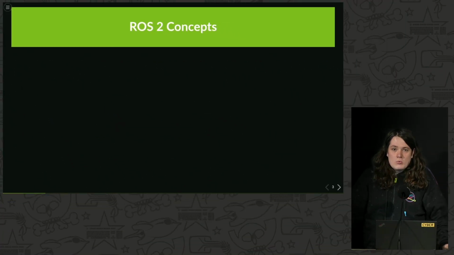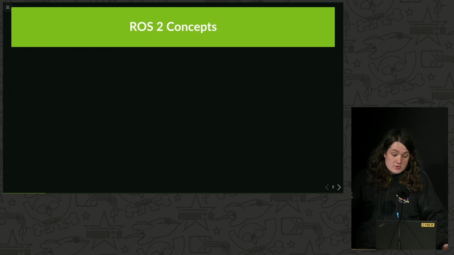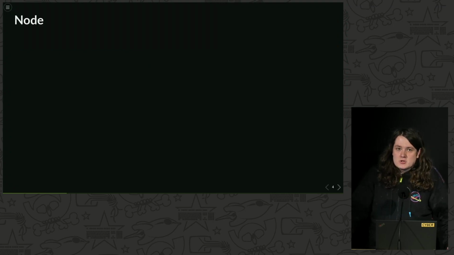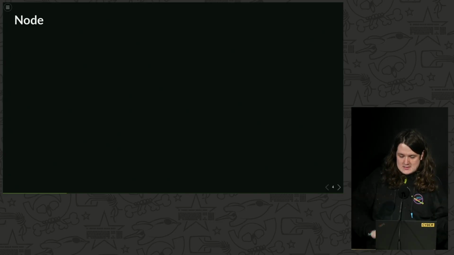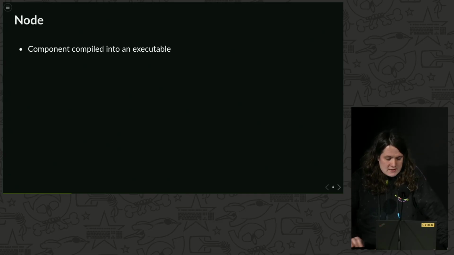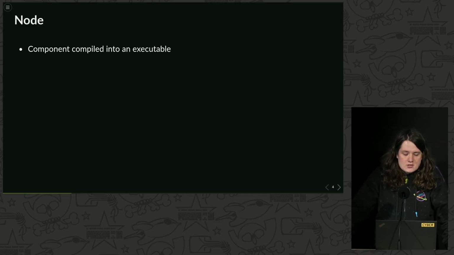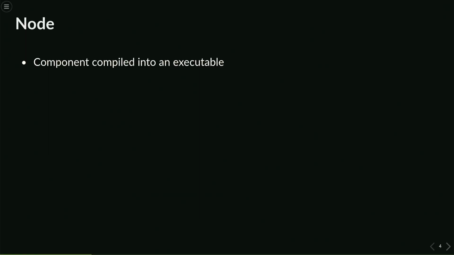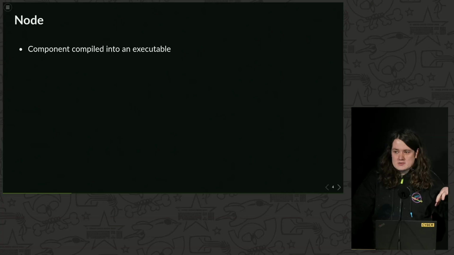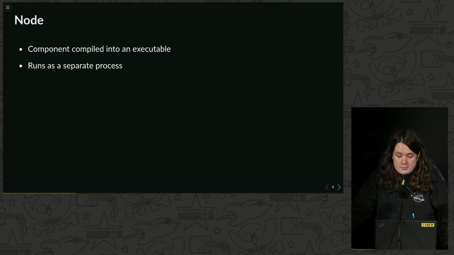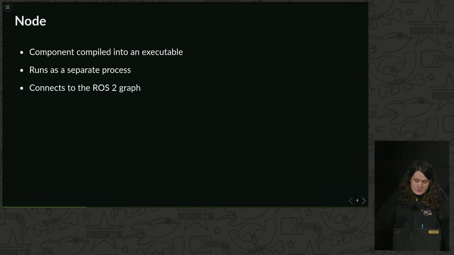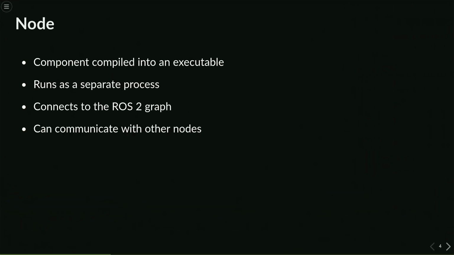Okay, so I will go over the basic concepts used in ROS 2, and the first one is a node. I have talked about different components. What this is in ROS 2 is different nodes, and you can think of a node as a component that is compiled into an executable. This is mostly in C++ or in Python, so with Python you don't really need to compile, but you're still executing the file. So they run as a separate process, and they connect to the ROS 2 graph. More on this on the next slide. And more or less the basic feature, they can talk to other nodes.